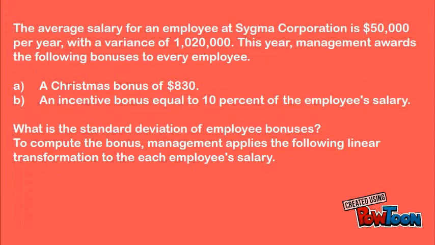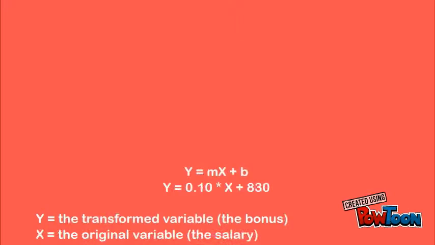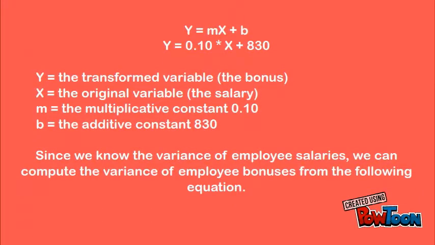Let's explain this with an example. An employee at Sigma Corporation has a salary of 50,000 euros and a variance of 1,020,000 euros, and a Christmas bonus of 830 euros and an incentive bonus of 10%. They ask us for the standard deviation. What do we have to do? We have to find y, which is 0.10, the percent, times x plus 830. Since we know the variance of the employee's salaries, we can compute the variance of the employee's bonuses from the following equation.